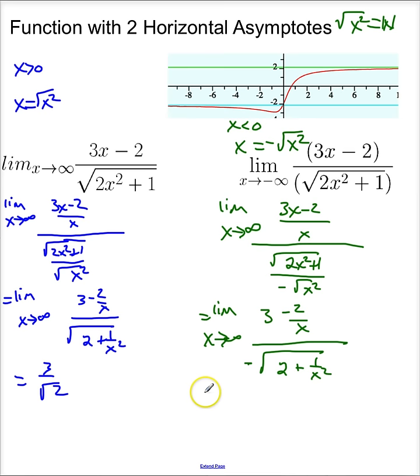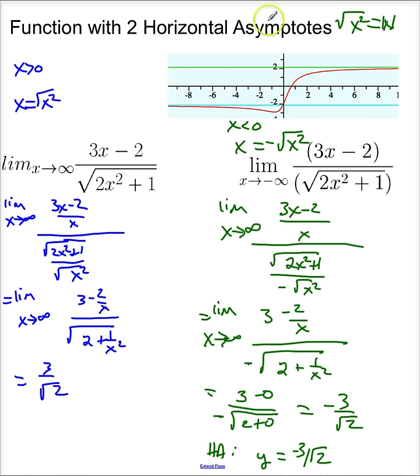Now as I apply this limit, and I'll be a little bit more rigorous here, this becomes 3. This limit is 0. I've got a negative sign out here. This is 2 plus 0. So this is minus 3 over the square root of 2. So now I have two horizontal asymptotes. This horizontal asymptote is y equals minus 3 over the square root of 2, while this horizontal asymptote is y equals 3 divided by the square root of 2.